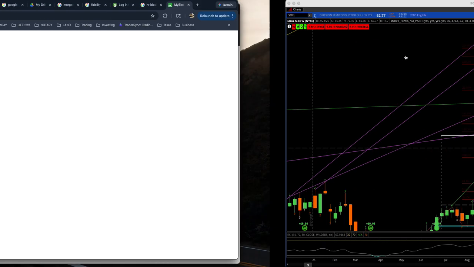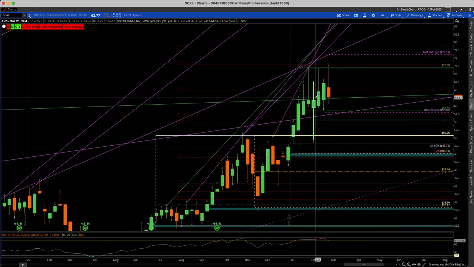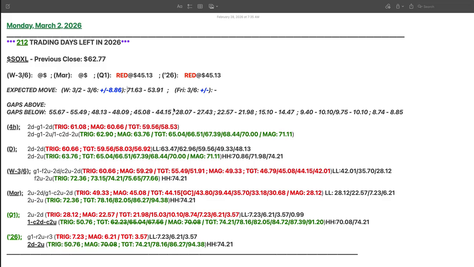Let's go to the notes here, just because I keep going to that. We've been looking at the charts quite a bit. Let's look at the hard numbers, right? So for Monday, March 2nd, there will be 212 trading days left in the year. Close price on Friday was 62.77.